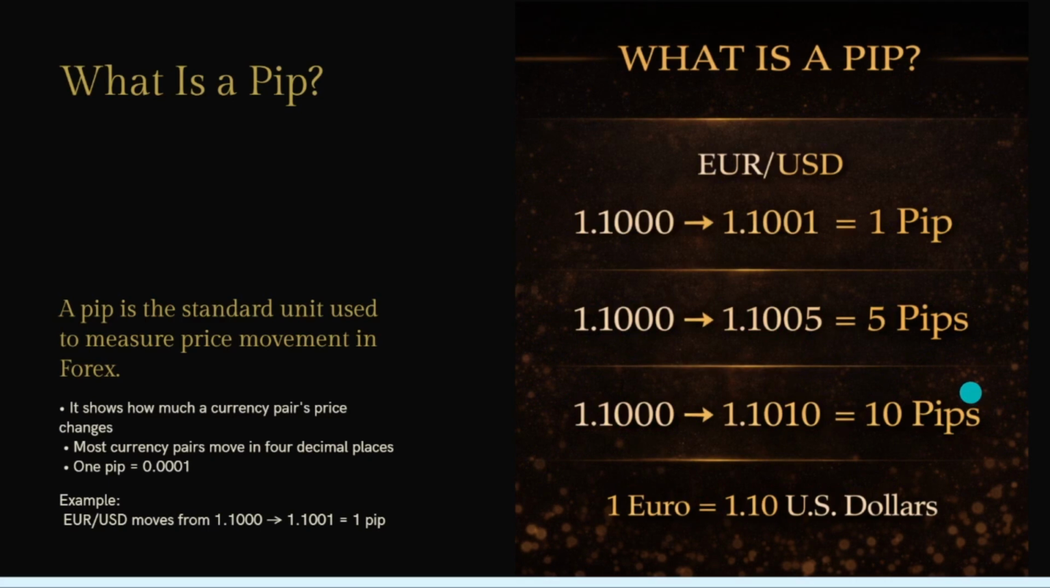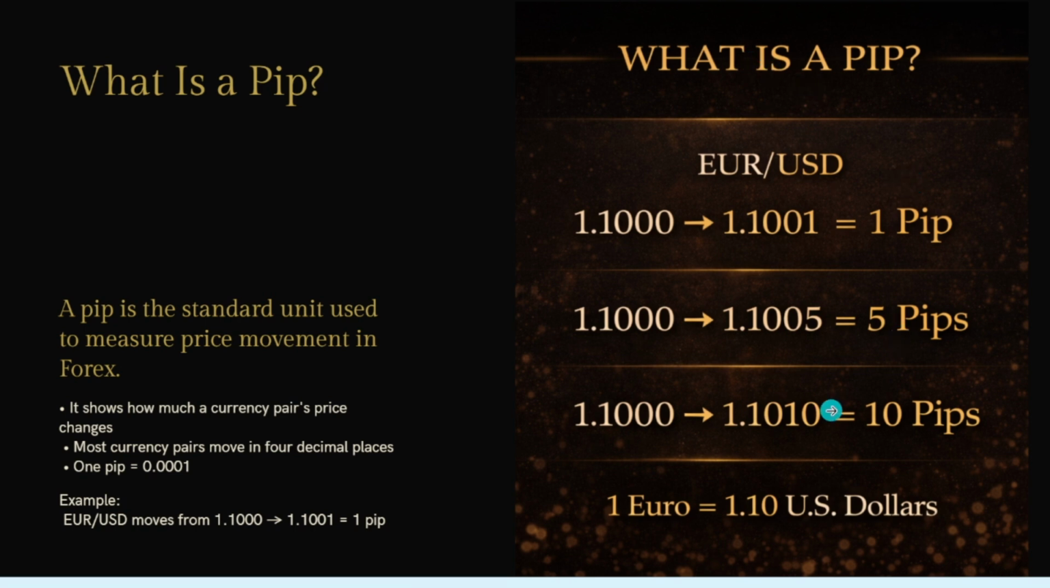Now we're going to talk about what a pip is. In Forex trading, price movements are measured using something called a pip. A pip is the smallest standard price change in most currency pairs. So for example, the price of euro USD moves from 1.1000 to 1.1001. That movement is called 1 pip. And if the price moves from 1.1000 to 1.1010, then that's 10 pips.